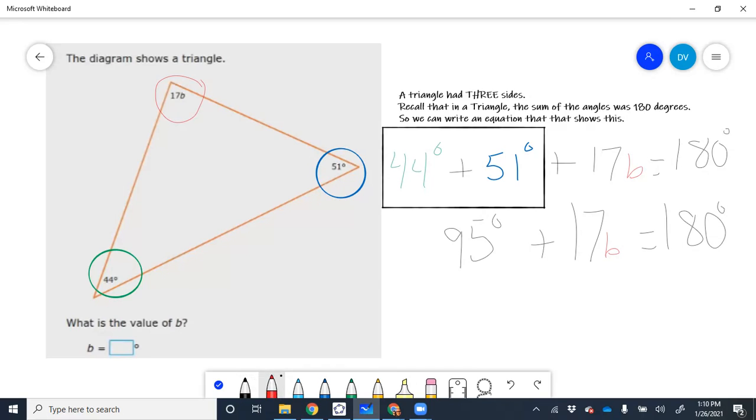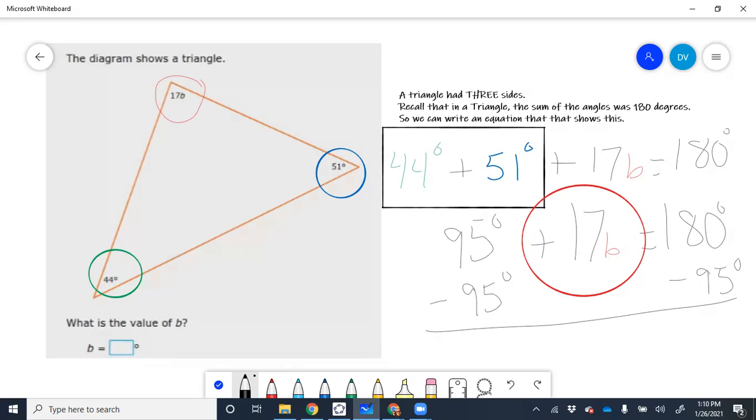Now, to get the part of the problem that has the B in it, we have to get rid of the part that doesn't have the B in it. We have to get rid of the 95. They've added it, so we're going to subtract 95 from both sides. 180 minus 95, we're going to get 85 degrees. So those cross off, and we're still going to have the 17B.